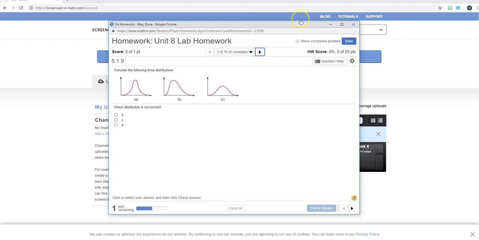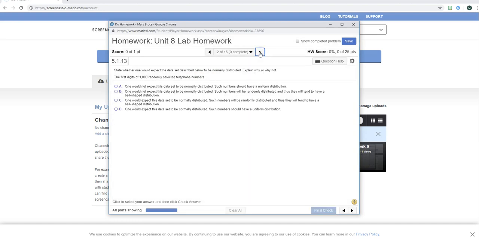So on your screen, you see that I've got the Unit 8 lab homework up, and you'll have a lot of problems that are not really calculations. Like in this case, you're just trying to pick out the graph that appears to be a normal distribution. So I'm skipping over these. This one is, again, trying to figure out which one of the choices would most likely be a normal distribution, or telling whether the example right here would be a normal distribution or not. Then we keep on going.